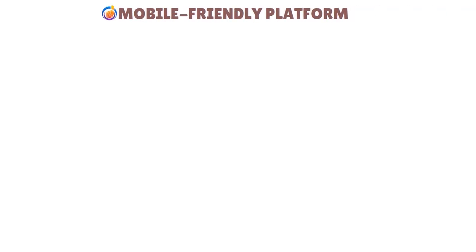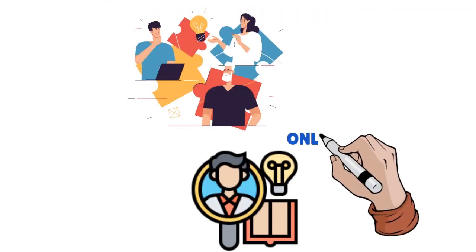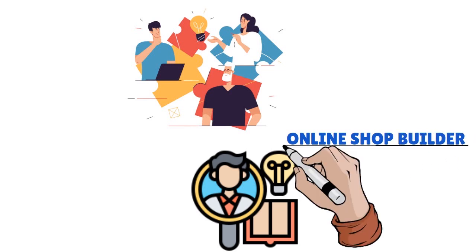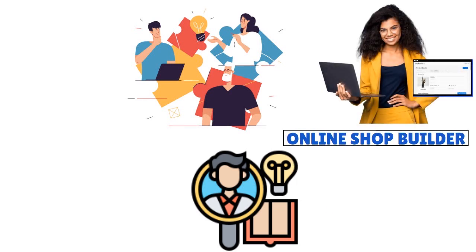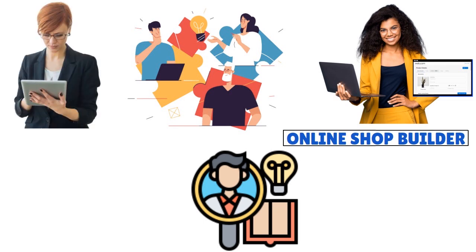So with Dukaan, you have a mobile-friendly platform, so that's kind of cool, right? Dukaan is an online shop builder made for your smartphone. So you're able to quickly and easily get your online store up and running using just your mobile device. Basically, within Dukaan, you don't need to use a computer or a tablet. You can run everything from your phone.